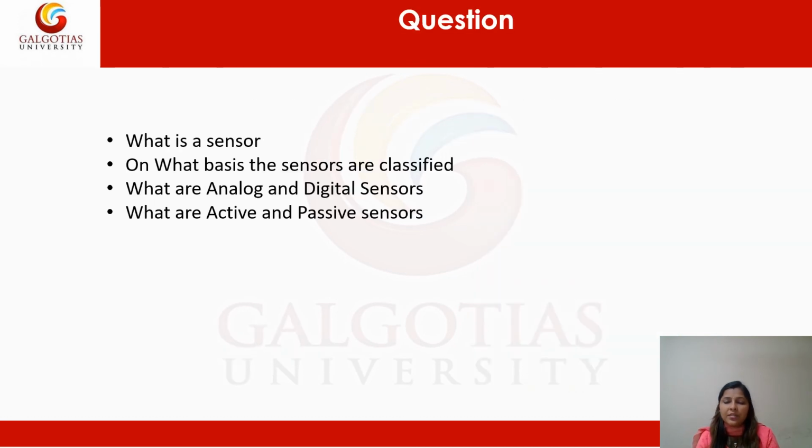After discussion on these sensors, you will be able to answer these questions: what are basically sensors and how are they categorized, on what basis do we categorize them, what are analog sensors, what are digital sensors, how are active and passive sensors categorized. All those questions you will be able to attempt after watching this video.